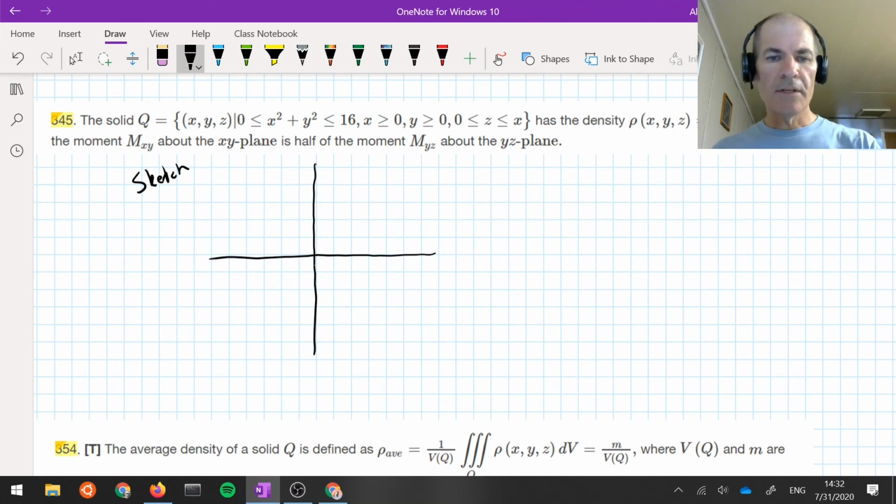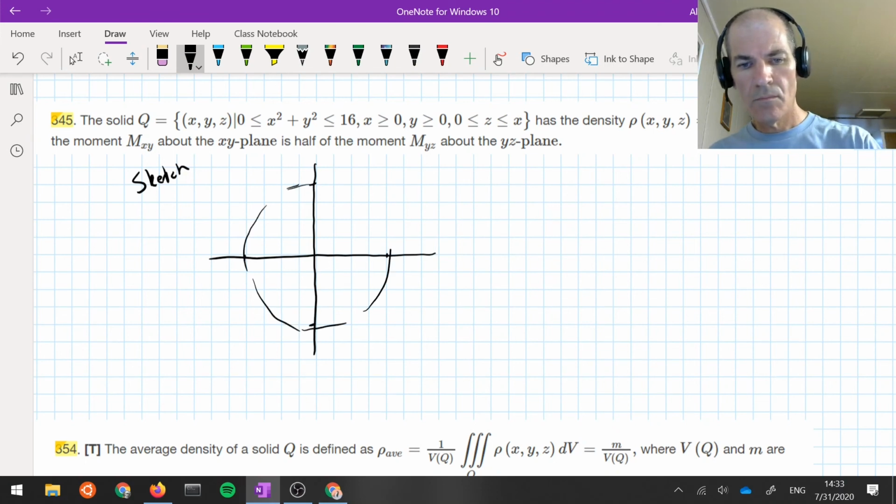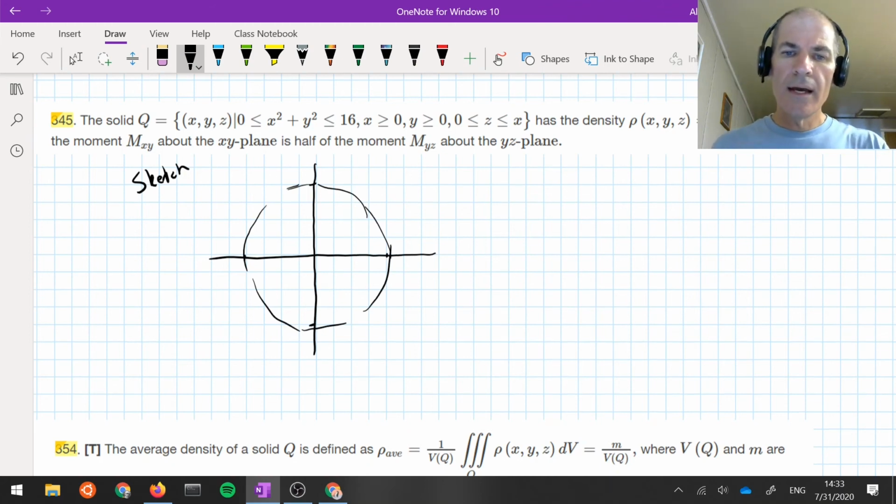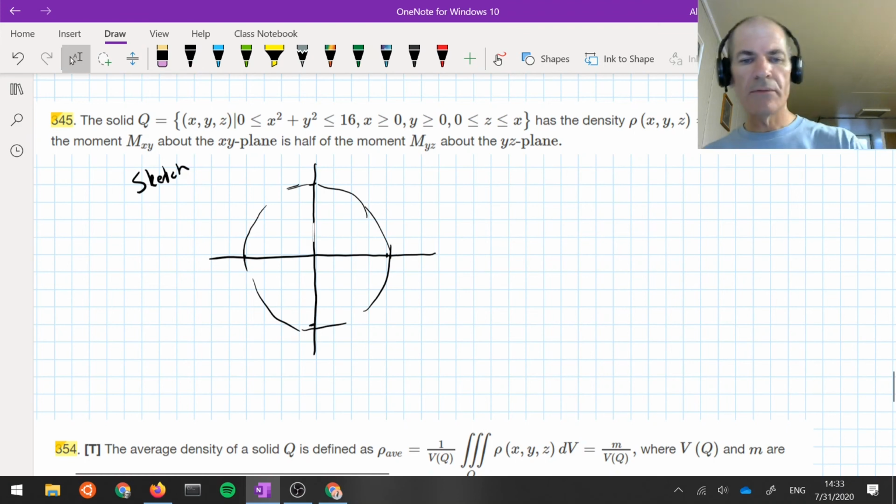Okay, the upper limit is x squared plus y squared equals 16. That's a circle of radius 4, like that. And let's just sketch that in there, like that. And we have x bigger than 0, y bigger than 0, so that restricts me to the first quadrant.